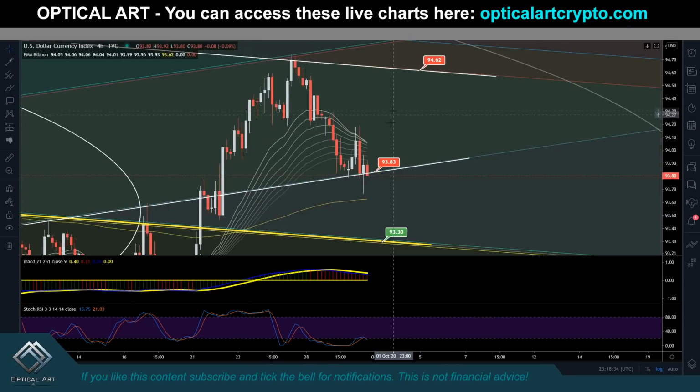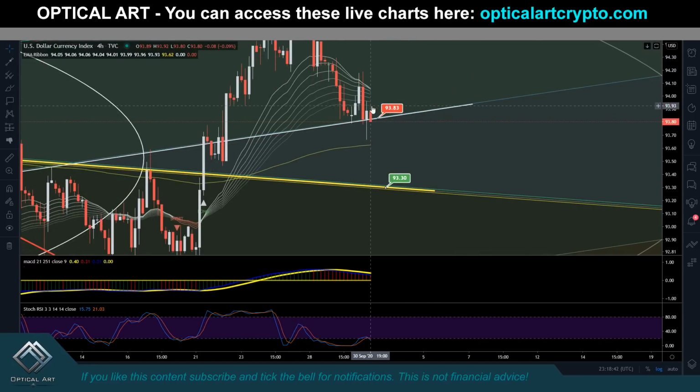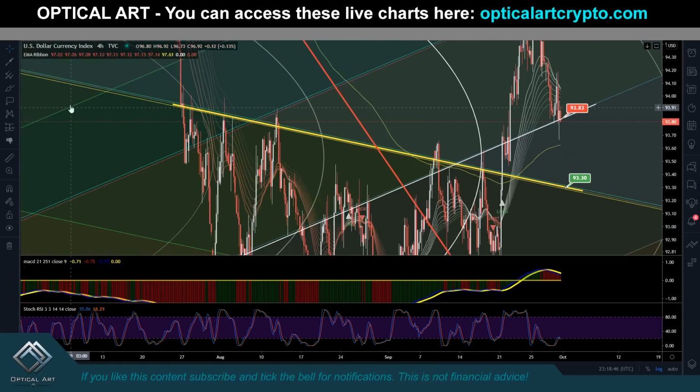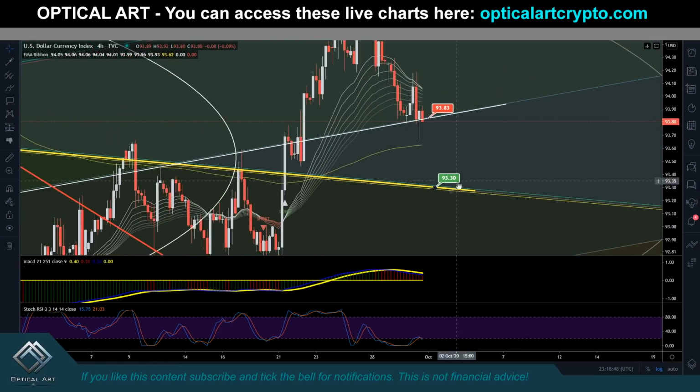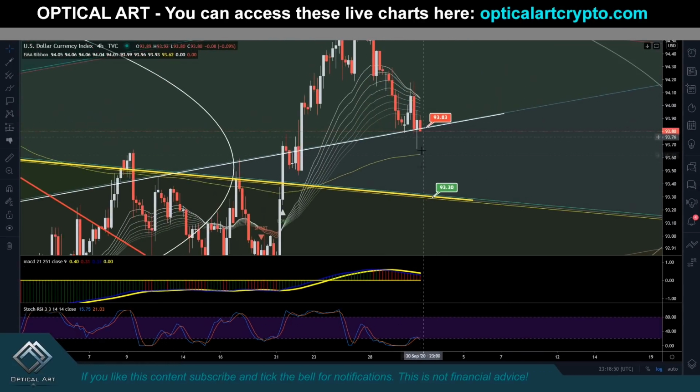And again, the dollar, if we push back up to 93.83 and push above that, if we break up from this falling wedge, your target is 94.62. If we do continue down, this will be your support for the dollar, 93.30. This has been a lot of resistance. So resistance will flip to strong support. Again, if we drop this low, that would be very bearish for the dollar. That would be bullish for Bitcoin and the markets.